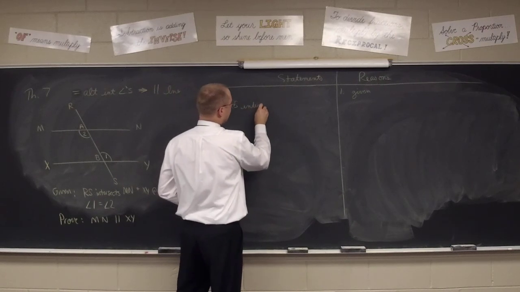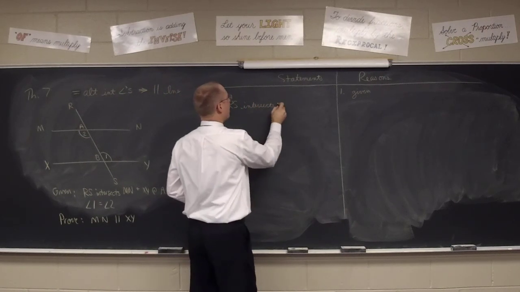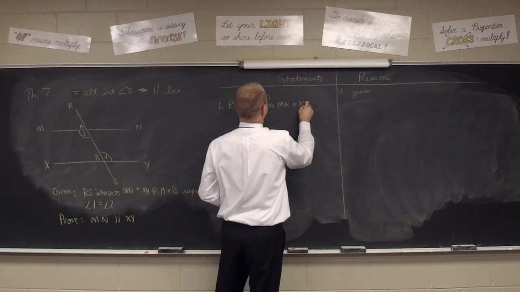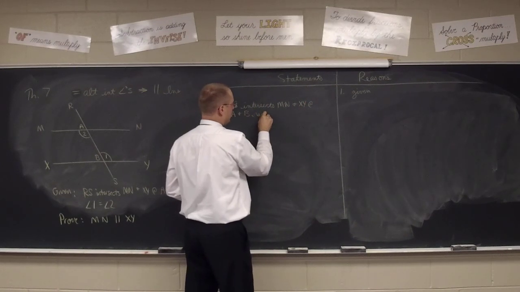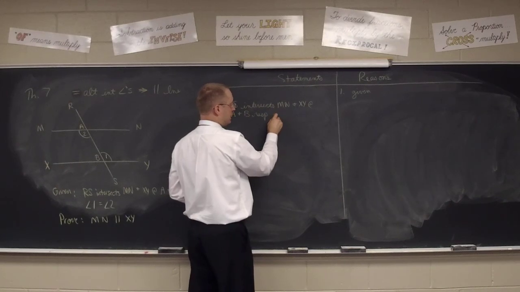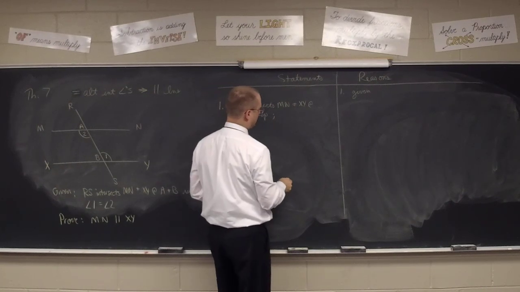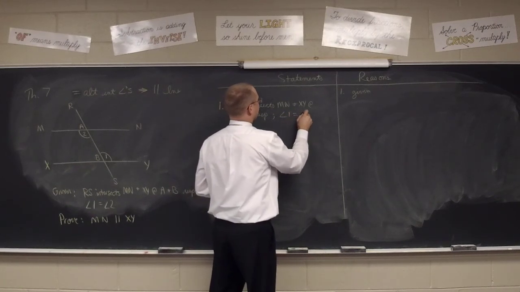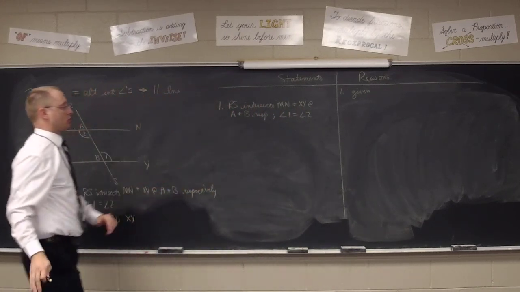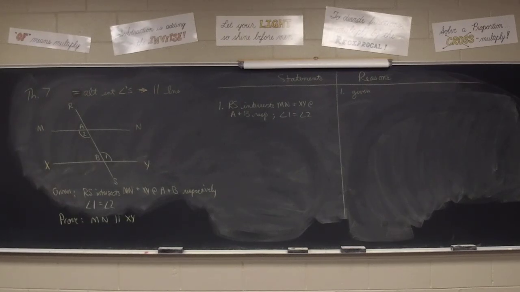RS intersects MN and XY at A and B, respectively. Cheating and abbreviating, even though it's not official shorthand. It's also not a term, so we don't really care. All right, angle 1 equals angle 2. All of that is given, so we know that's all true. That's the conditions of the proof.